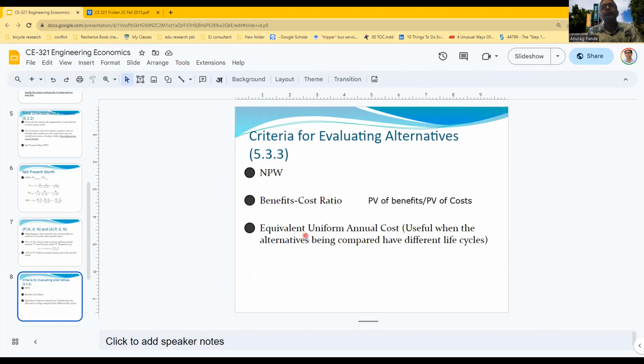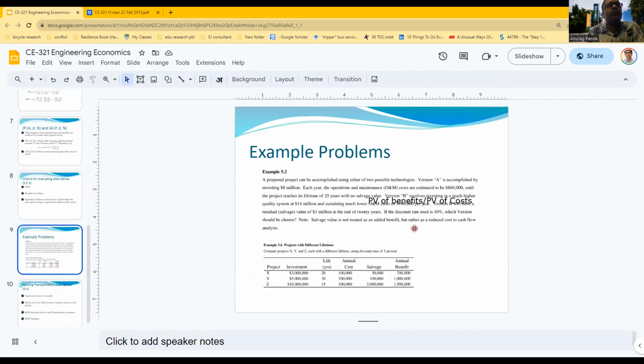So anytime I'm asking you to compare alternatives with different life cycles, what you try to do is compare them based on the equivalent uniform annual cost. Okay. So here are two example problems that we're going to work on in this class.